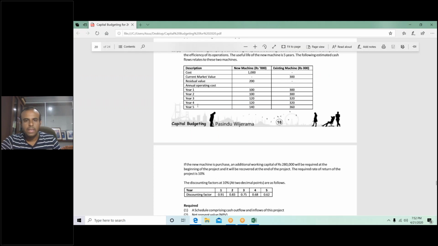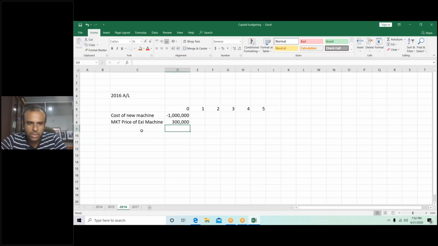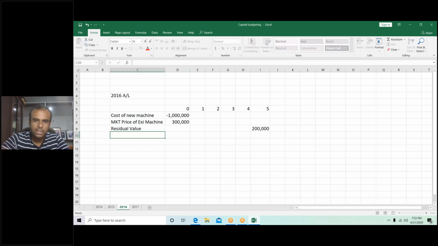The residual value of the new machine is 200,000. You consider the residual value as a cash inflow at the end of the project, the end of the useful lifetime. How long is the useful lifetime? 5 years. So this residual value of 200,000 is considered a cash inflow at the end of the project. Is that clear now?